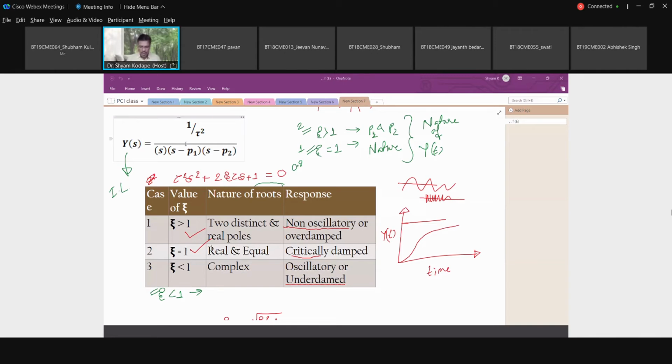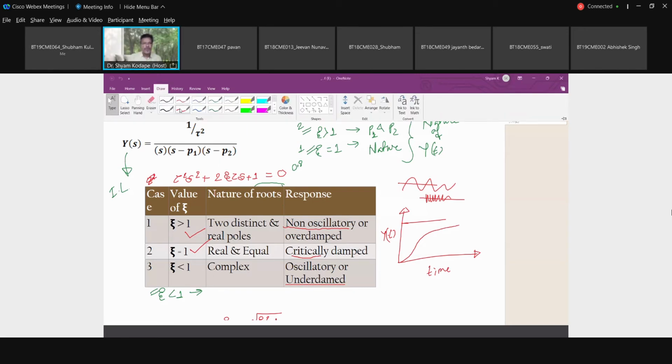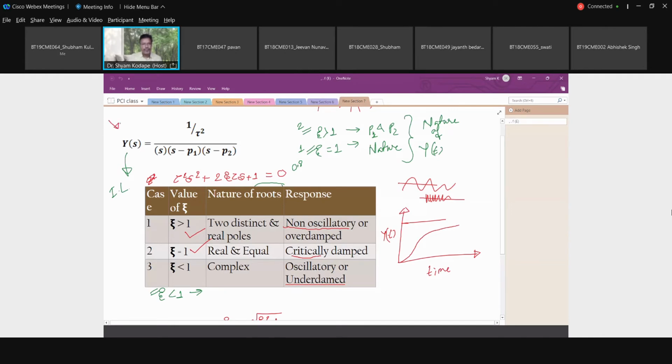So in the second order system, we have observed that the equation becomes this one. Y(s) is equal to 1 upon tau square over (s minus p1)(s minus p2). Irrespective of y(t), irrespective of x(t), if for a step change x(t) is 1, then for x(s) it will be 1 by s. So irrespective of this change, it may be a step change, sinusoidal, ramp, linear, or impulse.